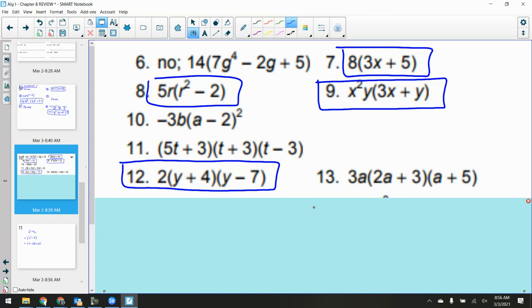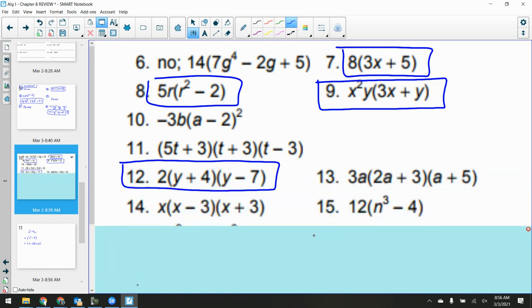15. What did you say for 15, Mason? 12 and then n to the third minus 4. Good. And is n to the third minus 4 a difference of squares? No. So we actually stop right there. Now you can't go any further past that.